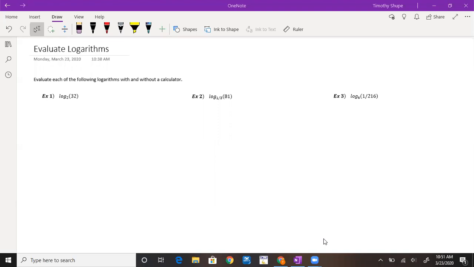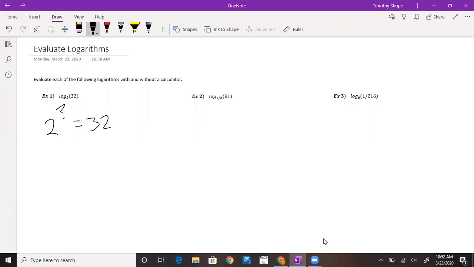So if I take a look at this first one here, the log base 2 of 32 is how we read that. What I want to do is rewrite this in a different form. I want to rewrite this as 2 raised to some unknown power is equal to 32, because that's really what that logarithm is asking. The base of 2, that little number next to the log, being raised to some exponent is equal to 32.